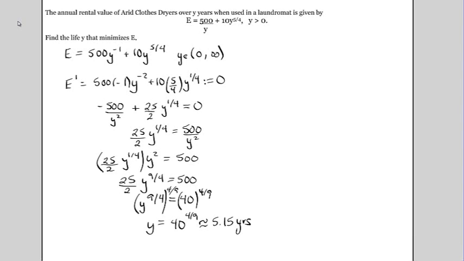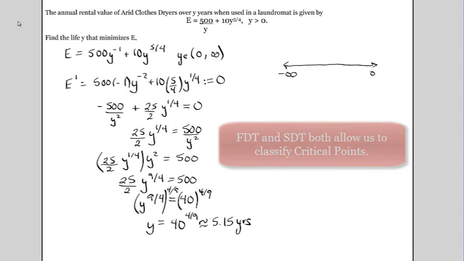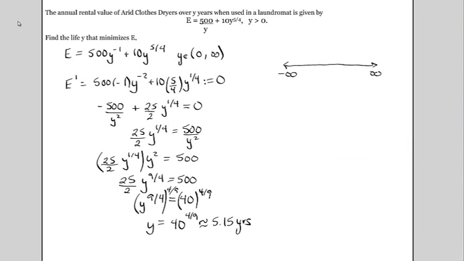This is the critical point, and now we want to know if it's a relative min. We can check this using either the first derivative test or the second derivative test. Let's use the first derivative test. On our number line, we'll plot the value 40 to the power of 4/9.